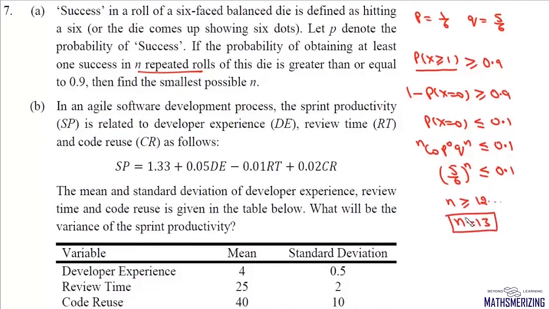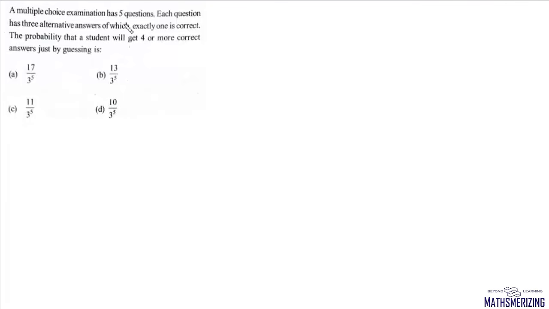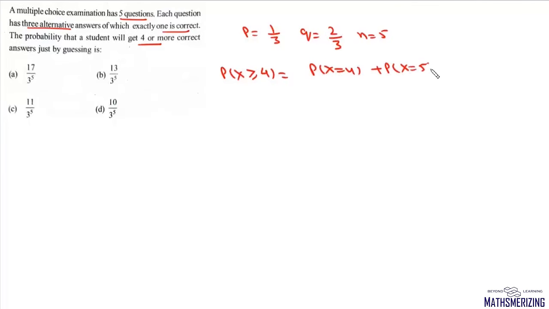Next question: a multiple choice examination has 5 questions. Each question has 3 alternatives, out of which exactly 1 is correct. So probability of success is 1 by 3, probability of failure is 2 by 3, and altogether we have 5 such questions. So basically it's a question of binomial probability. Now we need to find the probability that the student will get 4 or more correct answers. So we need to find probability of x greater than or equal to 4. That will be probability of x equal to 4 plus probability of x equals 5.